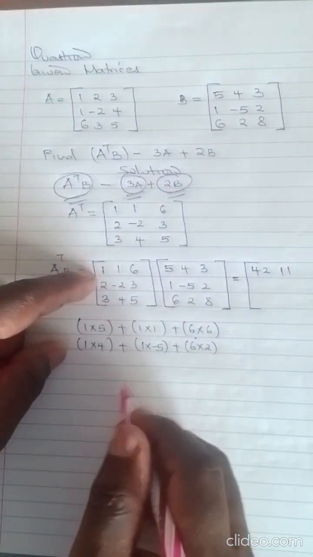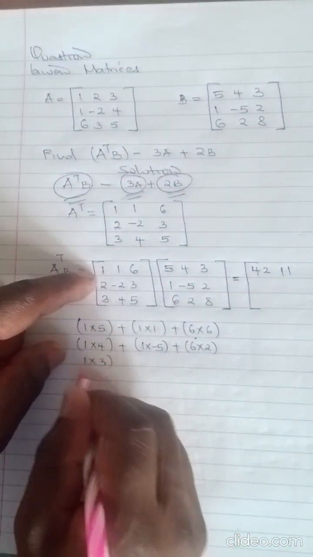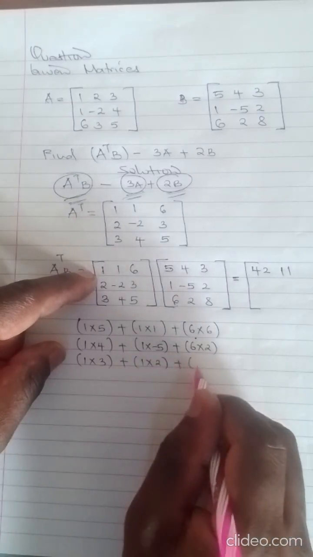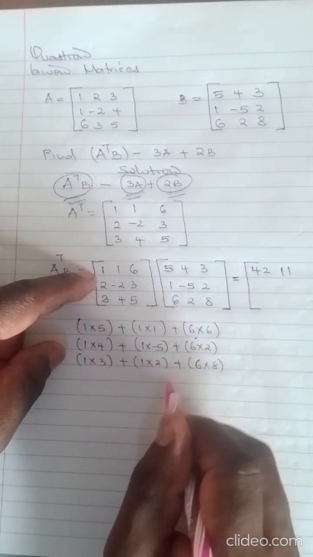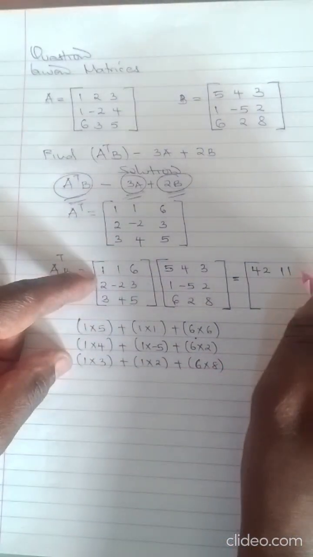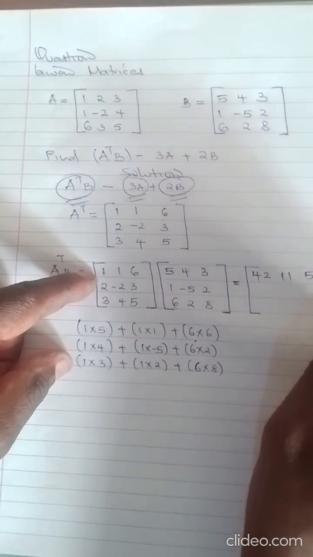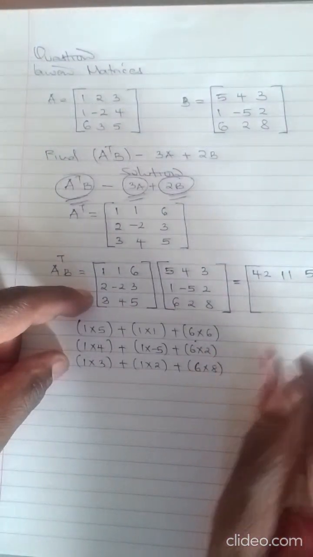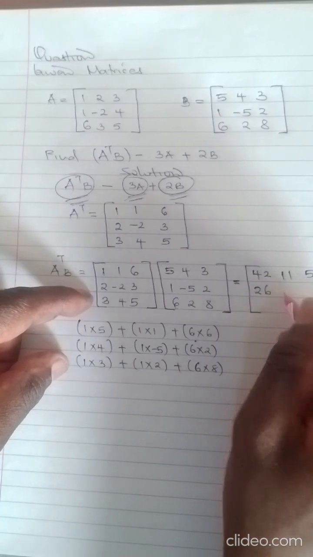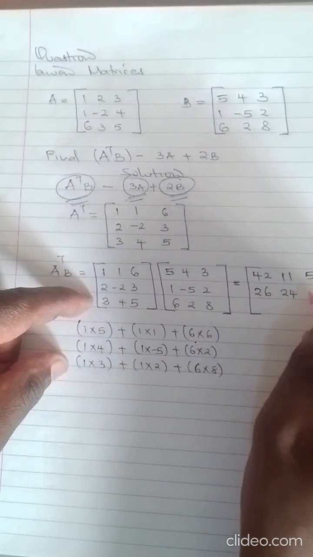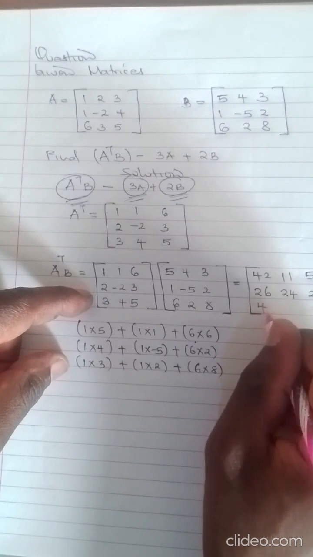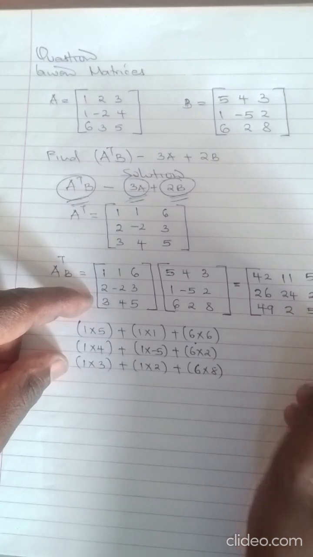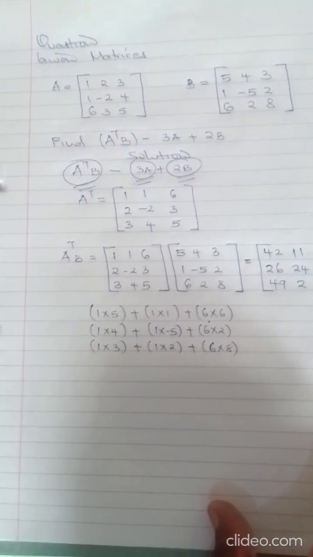Now let's try the third column. It will be 1 multiplied by 3, you add 2, 1 multiplied by 2, you add 2, 6 multiplied by 8. If you use a calculator, it will be 53. Now you continue that way to fill all the elements. They will be 26, 24, 26, 49, 2, 57. You can confirm that independently.